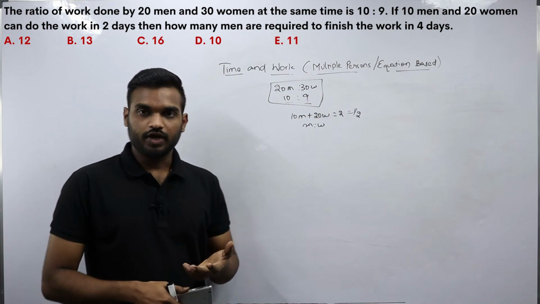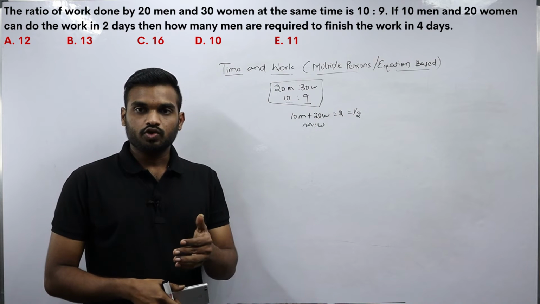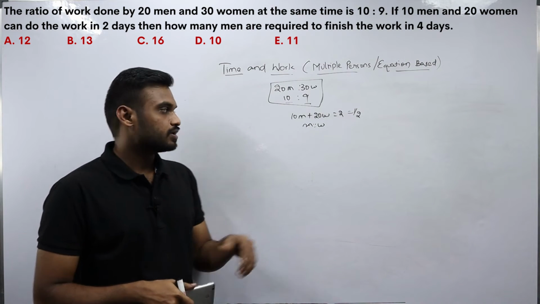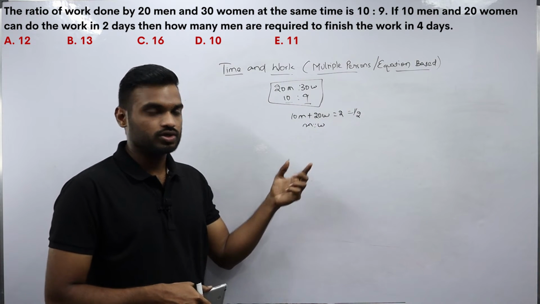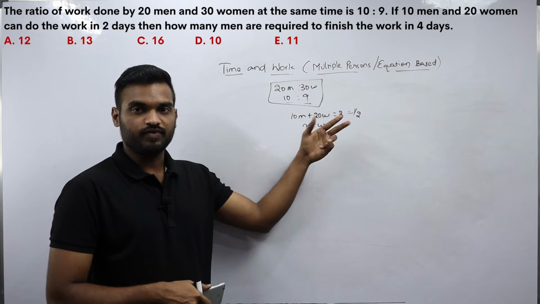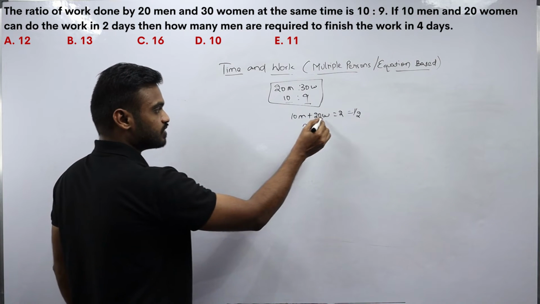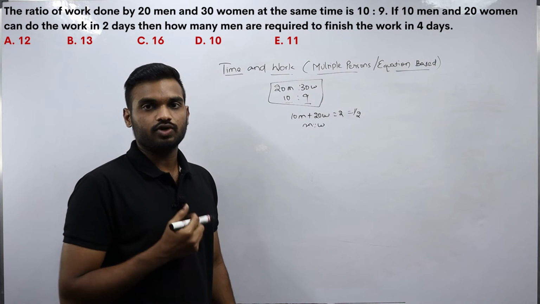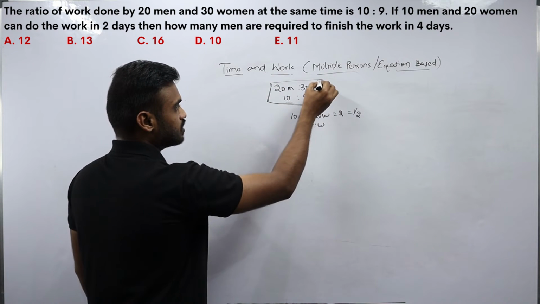Here we need to find out how many men are required to complete the job. For that, first of all we need to know the efficiency of the man. To find the efficiency of the man, I need to convert this equation into man or woman, so that I can find the total time taken for a man, and from that I can find the efficiency of the man. To convert this equation into man or woman, first I need to know the relationship between man and woman. For that I use the total data given in the question.